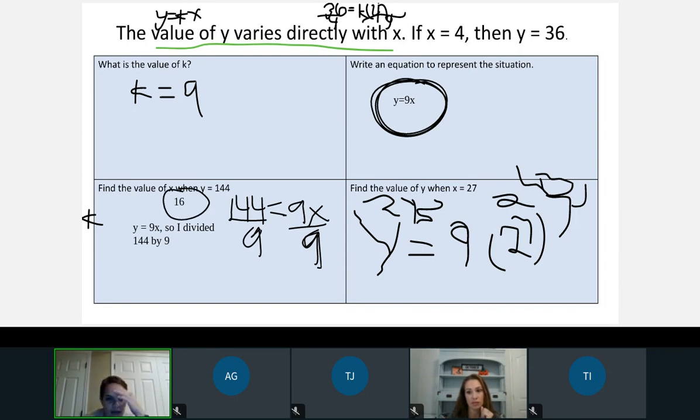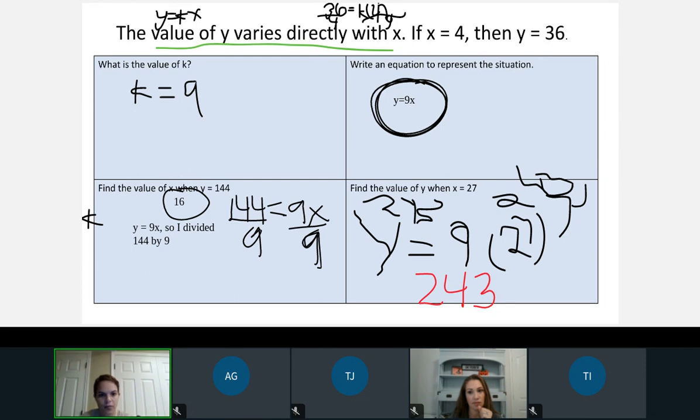Exactly. And then Jania did y equals 9 times 27, and then she got 243, right? Yeah, 243. Perfect. Good job. Y'all tell them good job. They did great. Thank you. Good job. Okay, let's do some more.